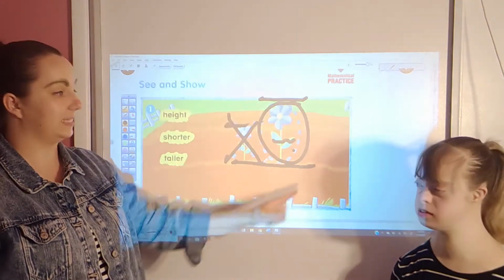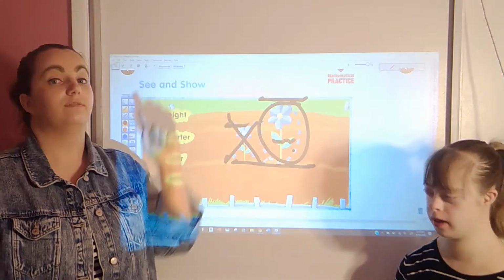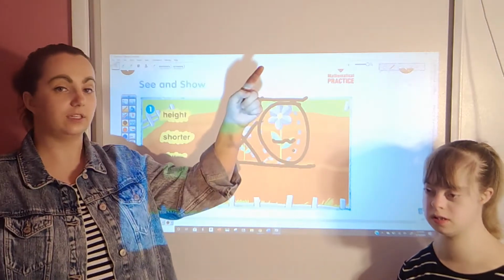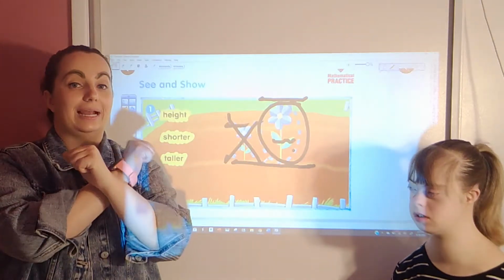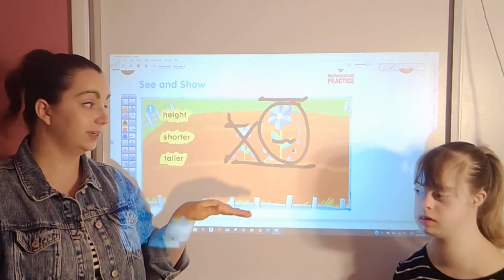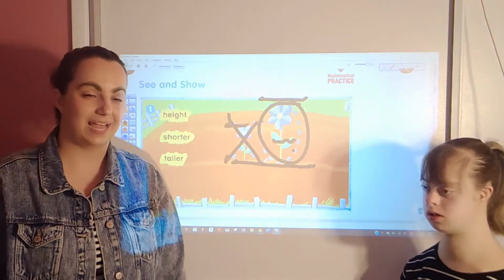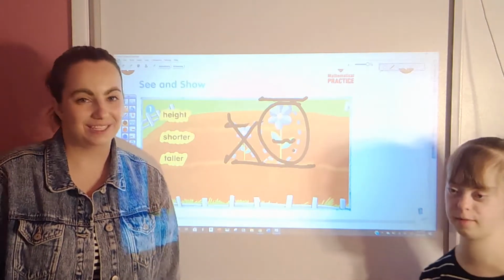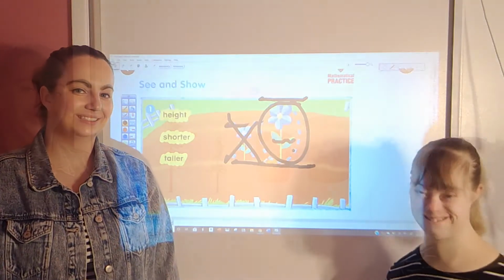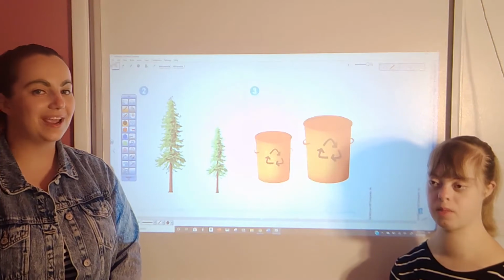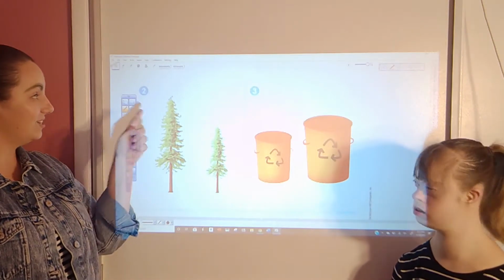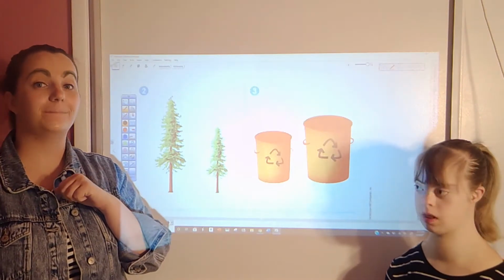We're going to continue this practice of circling the objects that are taller, putting an X on objects that are shorter, and underlining objects when they're the same. We're going to come back with our next two problems. We're back with our next two problems. Let's look up here at problem number 2.